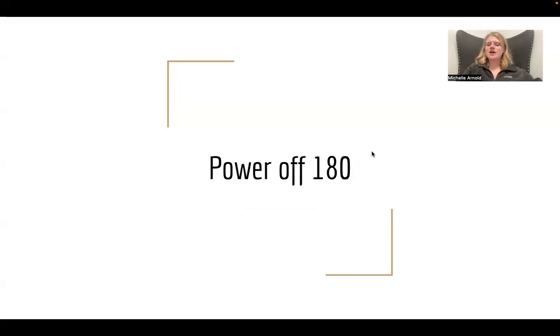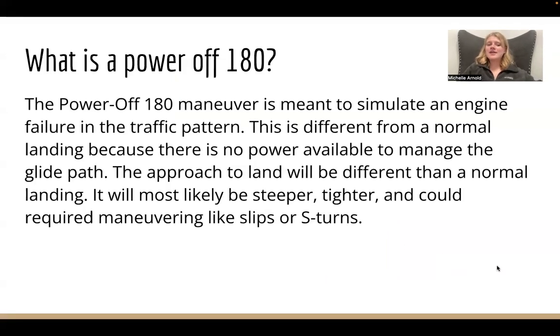Okay, so today we're going to be talking about power off 180s. So what is a power off 180? The power off 180 maneuver is meant to simulate an engine failure in the traffic pattern. This is different from a normal landing because there is no power available to manage the glide path. The approach to land will be very different than a normal landing. It will most likely be steeper, tighter, and may require some maneuvering like slips or S-turns to account for any variance in the glide slope because we cannot use our power to correct for that.